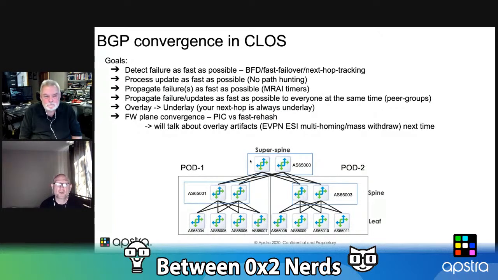So the next topic is forwarding plane convergence. Convergence is the time between an event happening and switches sending traffic to each other, fully restored, with no drops. So obviously, there's more than control plane BGP convergence. There's also the time it takes for a route to get installed in the forwarding plane.